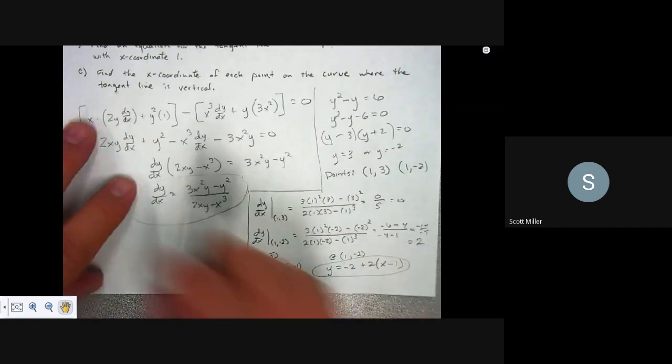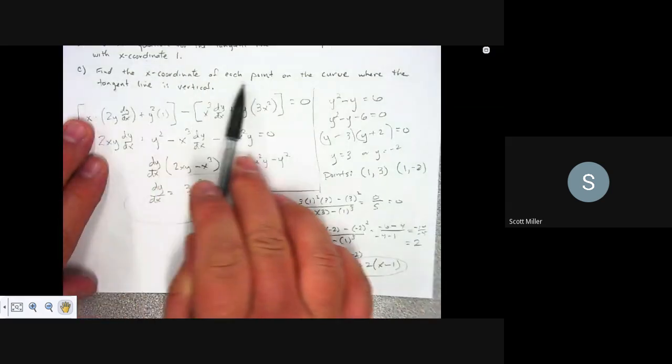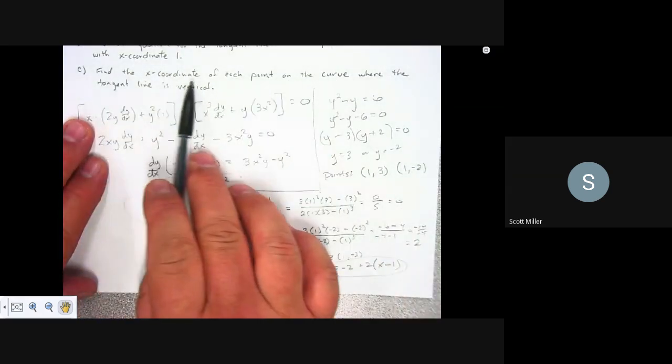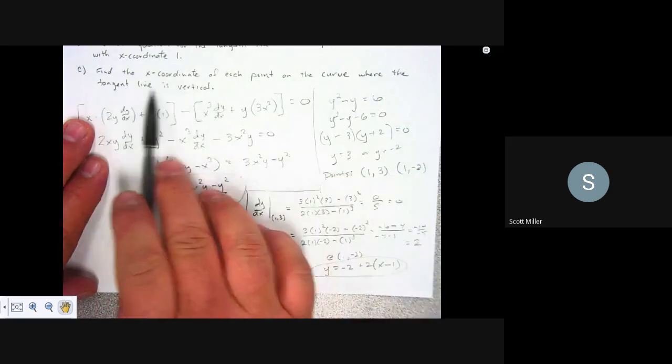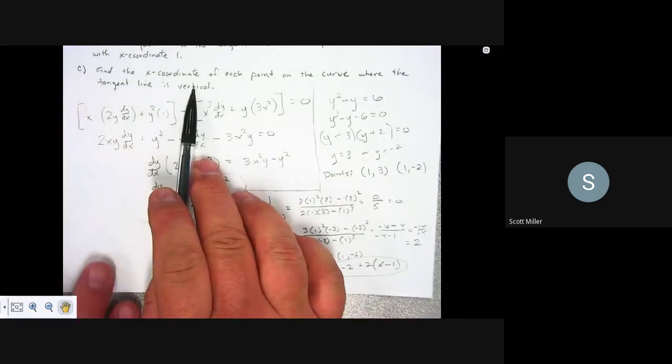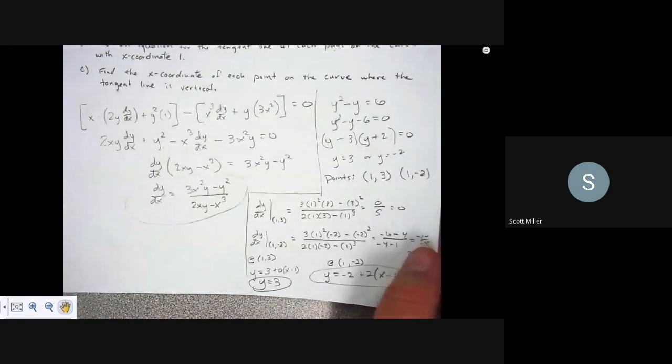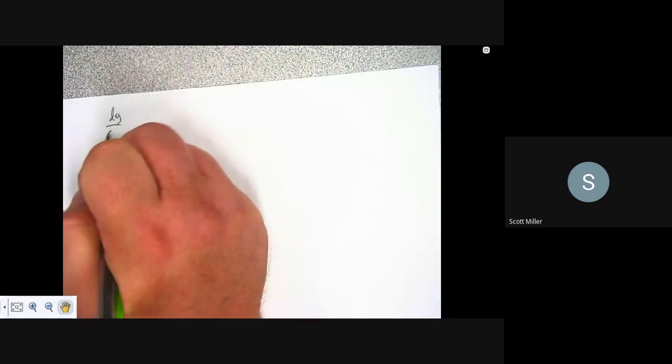So the next question, and the last one, is: find the x-coordinate of each point on the curve, there it is again, where the tangent line is vertical. I'm only looking for the x-coordinate. So let's go and do that. What does it mean for a tangent line to be vertical? I'm going to have to turn my paper over. So to be vertical, I'm rewriting that derivative here.